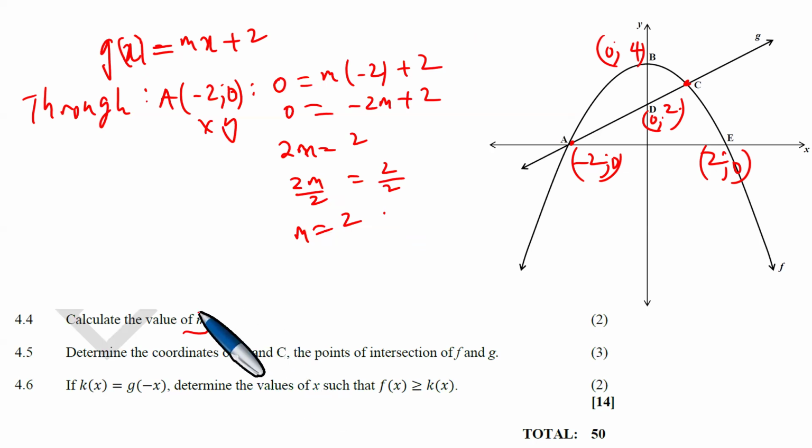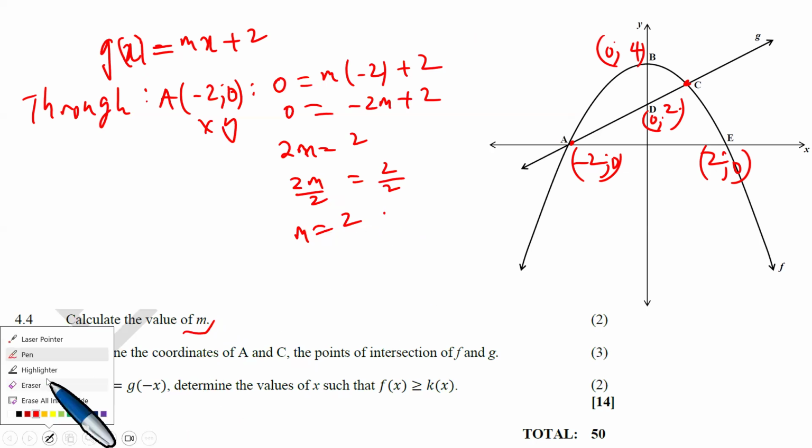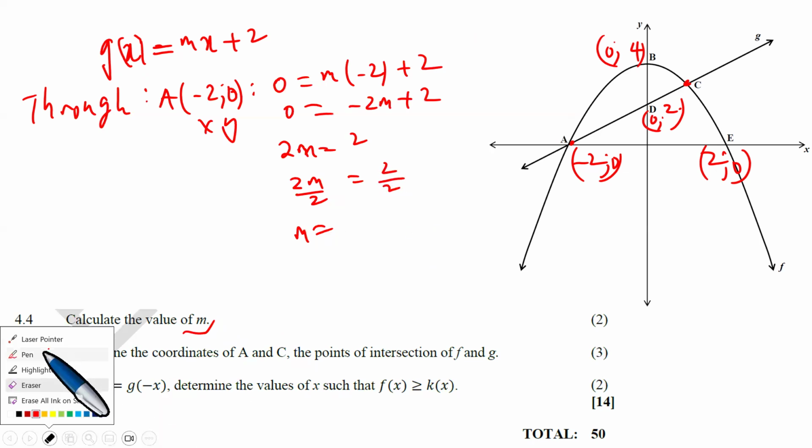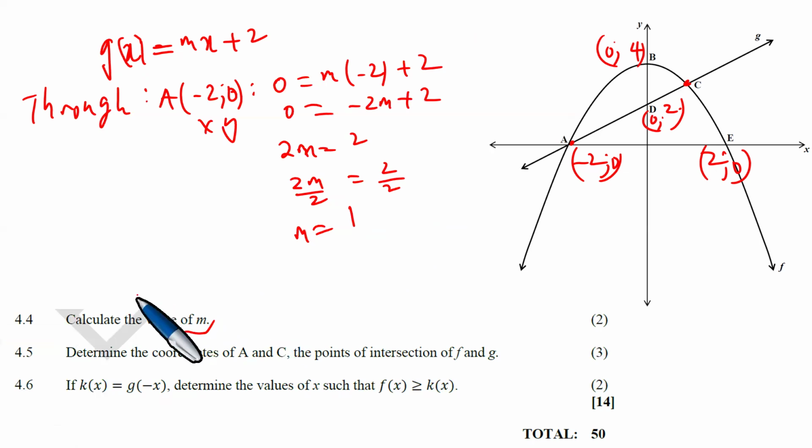Okay, so the question was calculate the value of M, and M equals 2. M is 1, my forgiveness, because 2 divided by 2 is 1. So, indeed, M is 1.